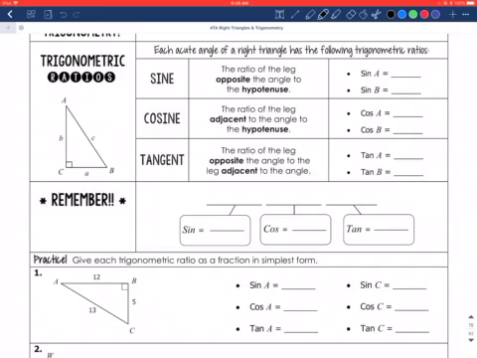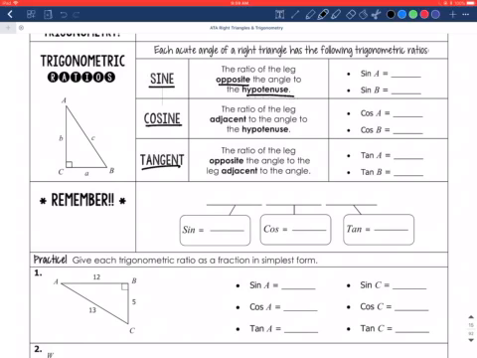this stuff. So trig ratios, what we're talking about is these three different ratios pronounced sine, cosine, and tangent. These are our three ratios, and these are ways to find the sides of a triangle if you're given a degree and a side. So the sine of a triangle is the ratio of the leg opposite to that angle and the hypotenuse.